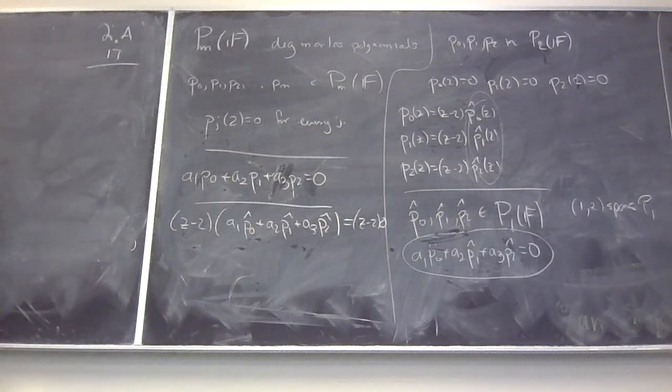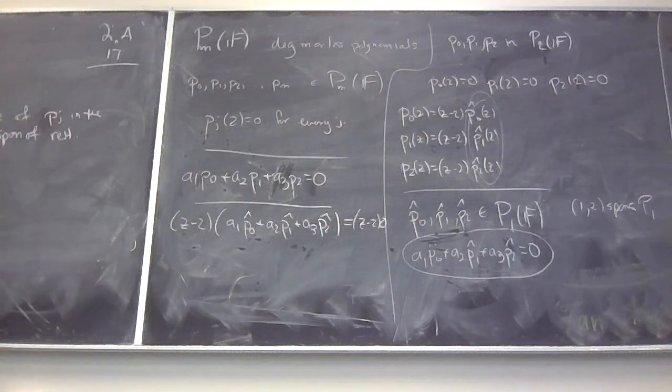You either show that one of the PJ is in the span of the rest, that would do it, because that would be exhibiting a linear dependence relation.